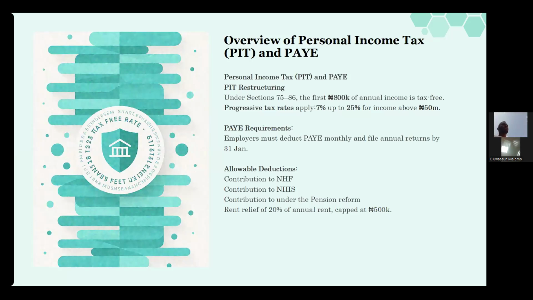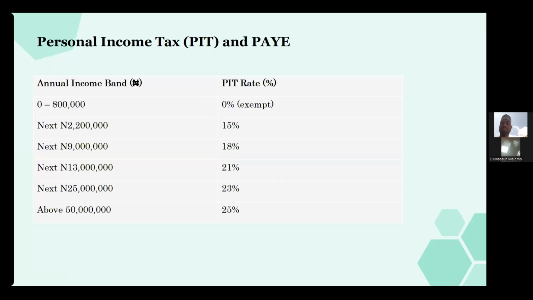You are not allowed the whole 1.2 million. You are only allowed a maximum of 500,000 naira. So it means you would be allowed to deduct that before the balance is now subject to the personal income tax. Now, for the full rate of the tax, like I was saying, the first 800,000 is exempted.